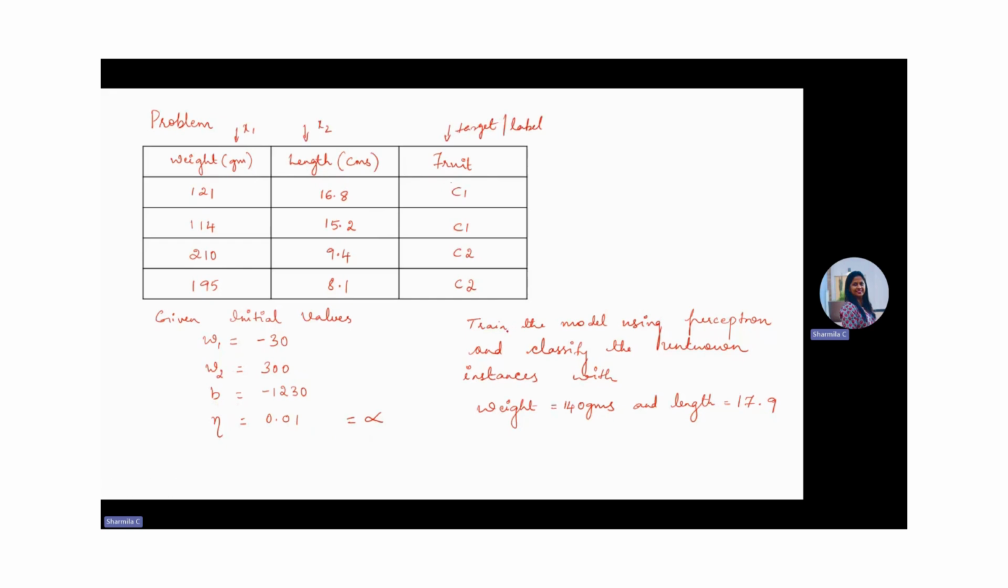What we are supposed to do is train the model using Perceptron and classify the unknown instance with weight equal to 140 grams and length equal to 17.9 centimeters. That is, when you give x1 as 140 grams and x2 as 17.9 centimeters, the model has to predict or classify whether it belongs to the C1 fruit or the C2 fruit. We'll be doing it using the perceptron.